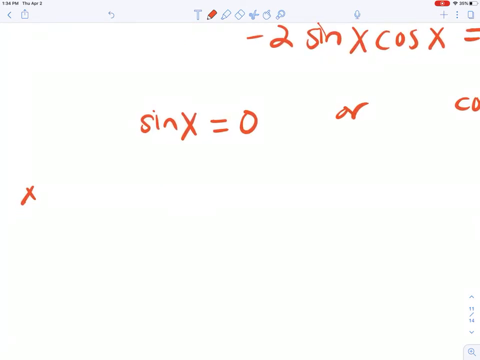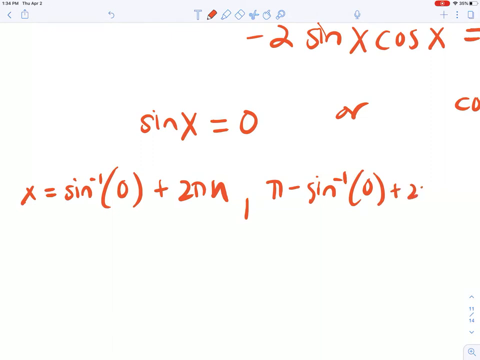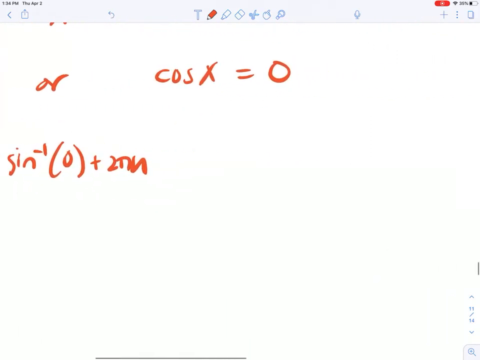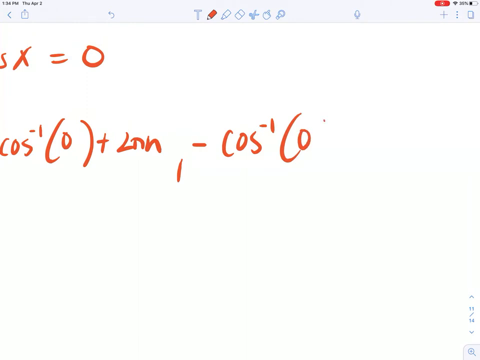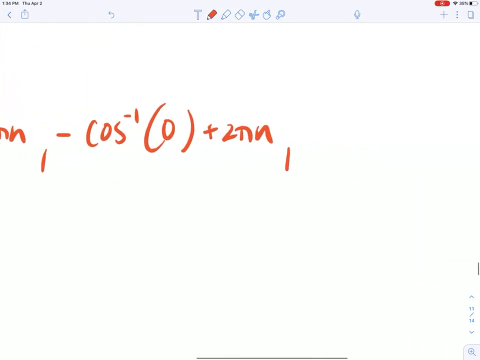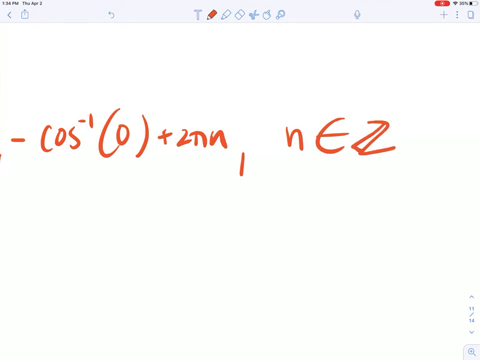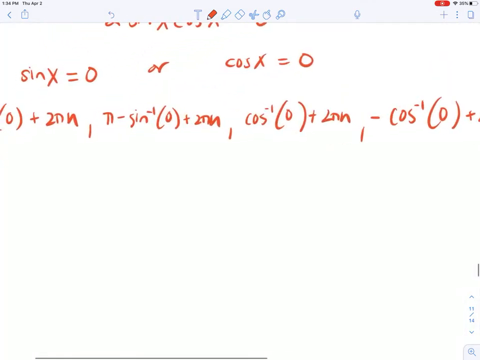So then the general solution set for each of these equations will have inverse sine of 0 plus 2 pi n and pi minus inverse sine of 0 plus 2 pi n. And then for cosine, we would have inverse cosine of 0 plus 2 pi n and negative inverse cosine of 0 plus 2 pi n. Don't forget where n is an element of the integers.